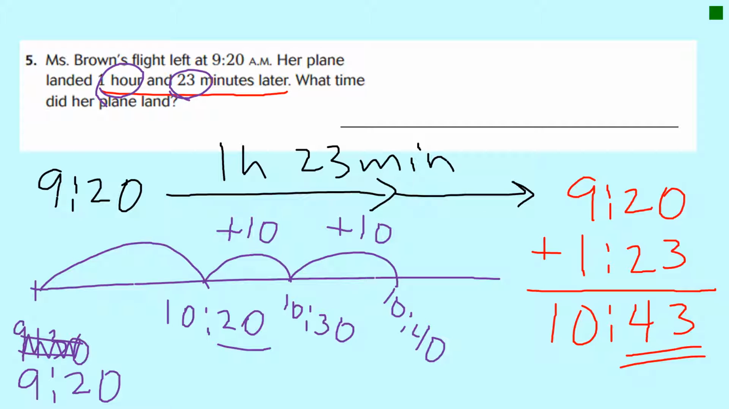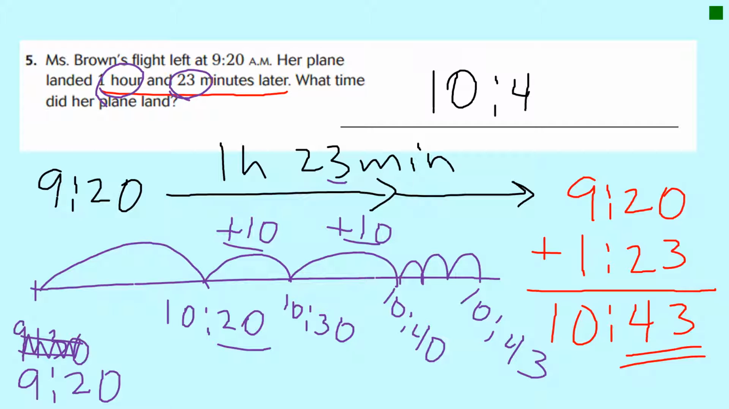And then those 3 extra minutes, because 10, 20, 40, 41, 42, 43. 10:43. It checks out on our open number line. Okay? 10:43 a.m. All right. Beautiful.